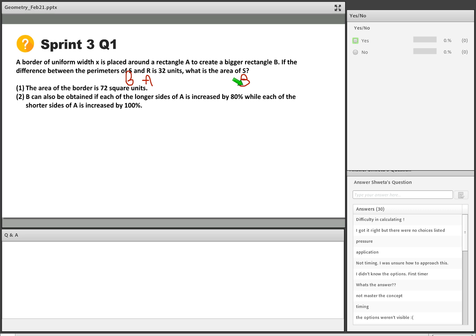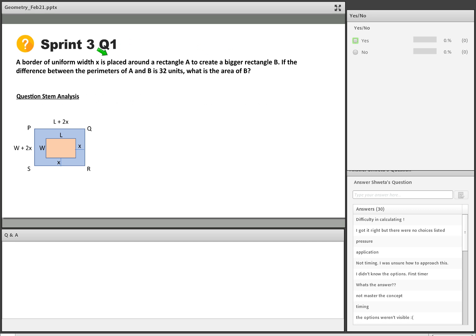So here, if we see this question, we have again the same thing that we already talked about, a border of some uniform width, placed around a rectangle to create a bigger rectangle. So there is something we have to do about the border, which we practiced in the previous question as well. This time it's one rectangle and another rectangle over that. And again, uniform width. So let's first bring in the figure for this.